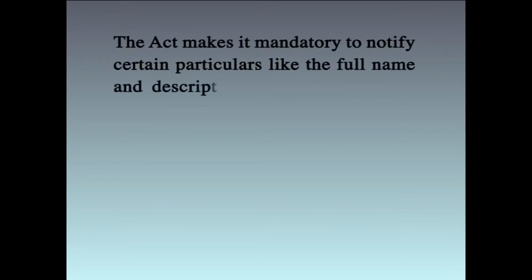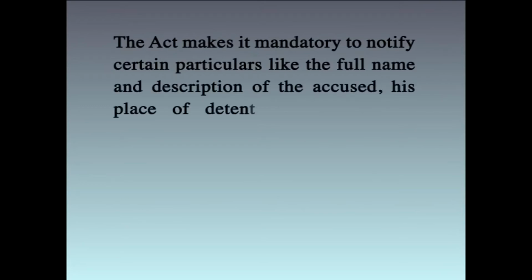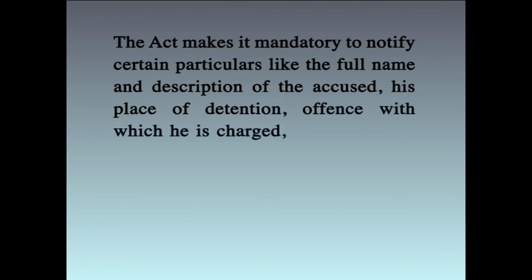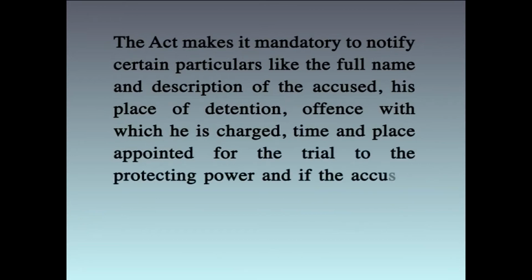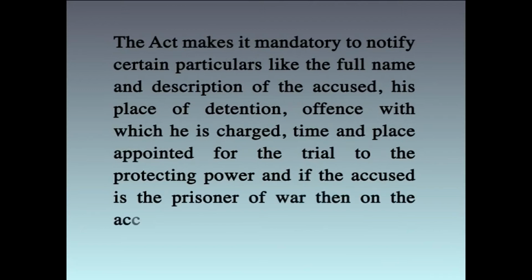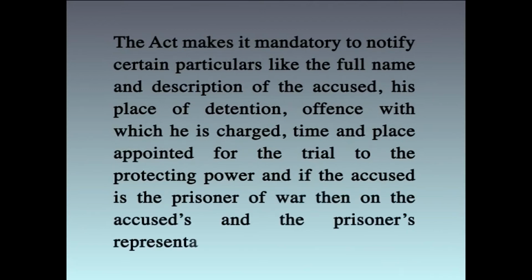Chapter 3 provides for legal proceedings in respect of protected persons. What is contained under the foregoing provisions of the Act is the manner in which the trial has to be proceeded for an offence for which the court has jurisdiction and power. The Act makes it mandatory to notify certain particulars like the full name and description of the accused, his place of detention, offence with which he is charged, time and place appointed for the trial, to the protecting power, and if the accused is a prisoner of war, then to the accused and the prisoners' representative.